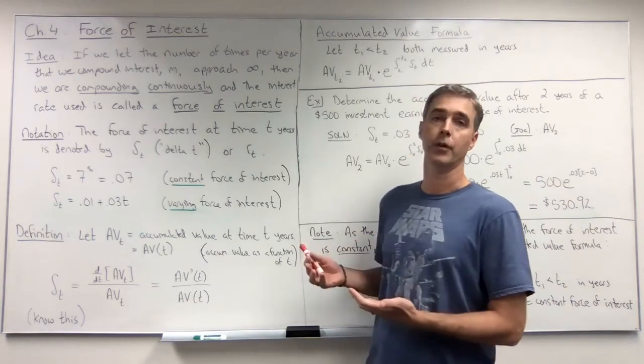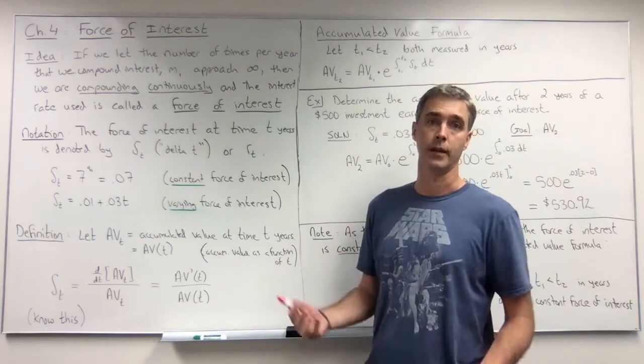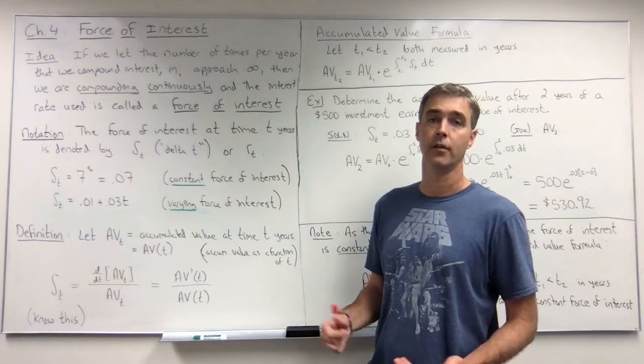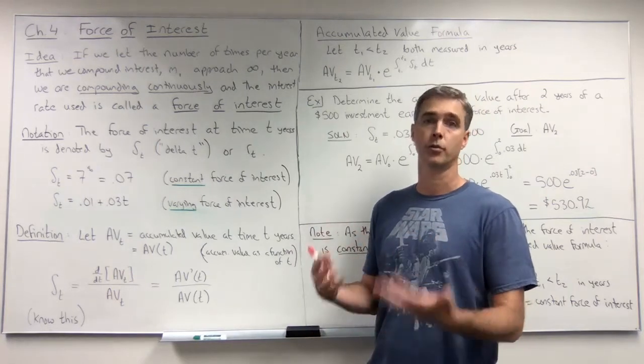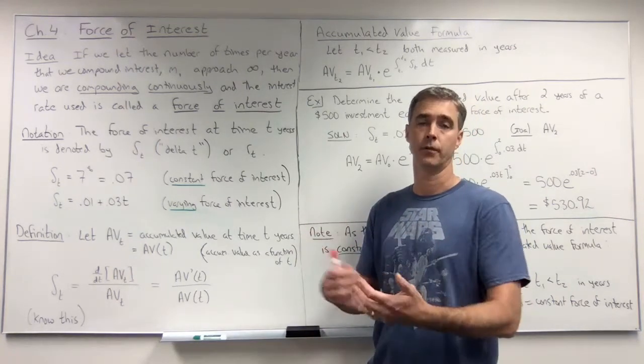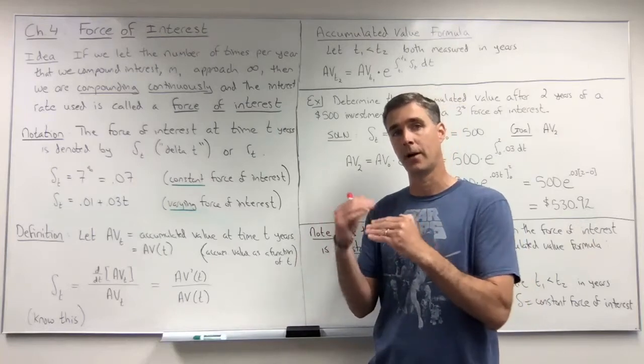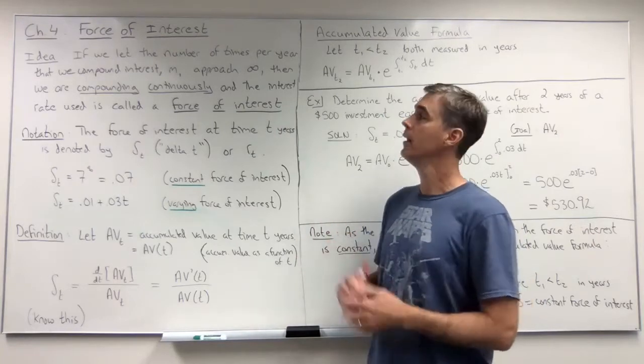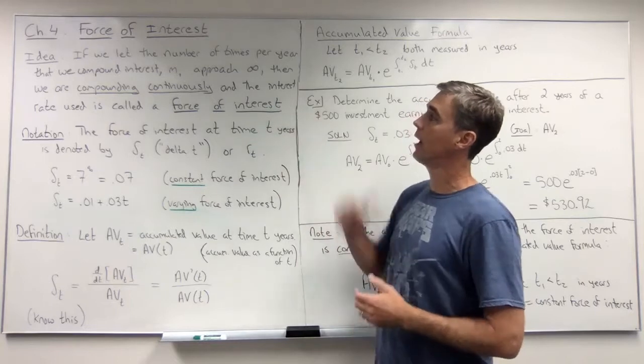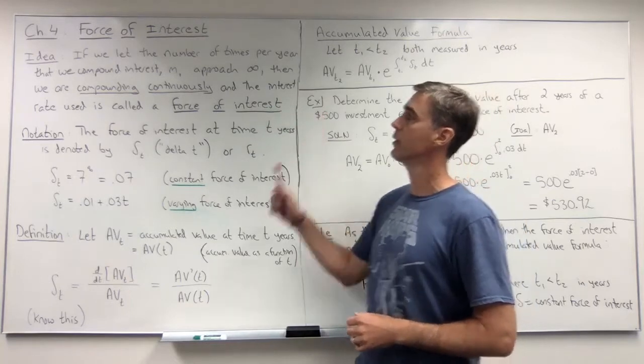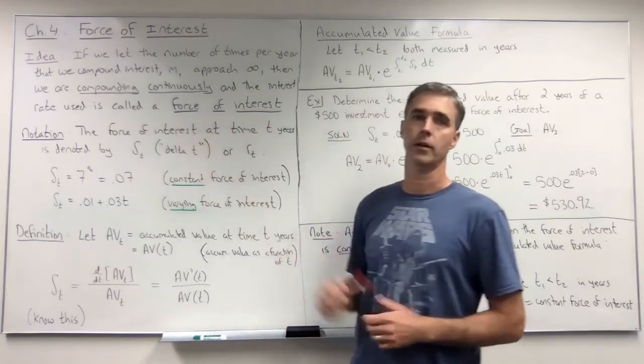So monthly would be M equals 12. Daily would be M equals 365. What if we let M go to a billion, a trillion, 10 trillion, up to infinity? We'd be constantly compounding our interest. If we do that, we're compounding continuously, and the interest rate used is called a force of interest.